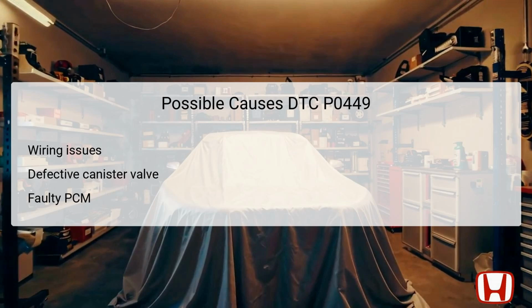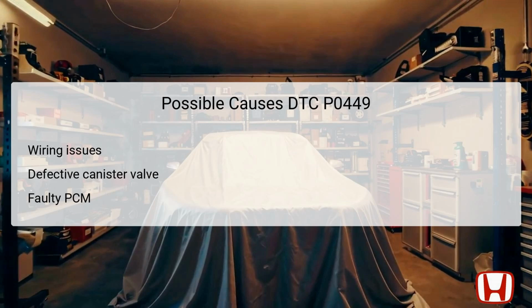Additionally, the canister vent shut valve itself might be defective, causing a failure in its ability to close and seal properly. Another potential cause could be a fault within the PCM, which may fail to engage or recognize the valve's operational status, leading to erroneous readings. Environmental factors, such as corrosion or physical damage to connectors, can also contribute to these issues. Therefore, thorough inspection and testing of each aspect of the system are essential to pinpoint the actual cause of the diagnostic trouble code.